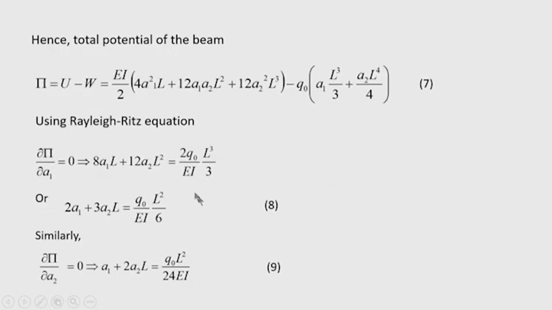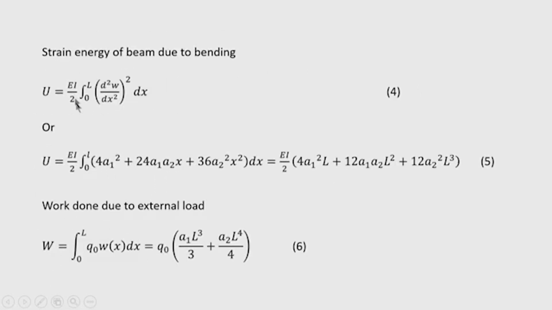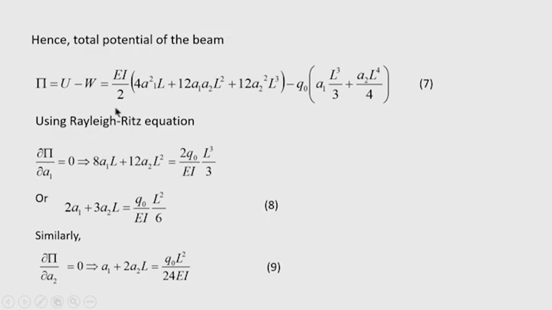So, the total potential pi we can now calculate as pi equal to U minus W, substituting U from the previous expression, equation number 5, and work done from equation number 6. We now write pi equal to U minus W as E I by 2 times 4 a 1 square L plus 12 a 1 a 2 L square plus 12 a 2 square L cube, minus Q naught times a 1 L cube by 3 plus a 2 L to the power 4 by 4. So, this is the pi.